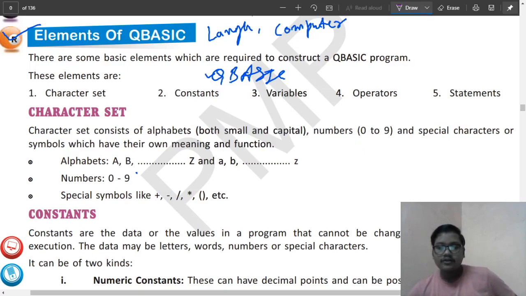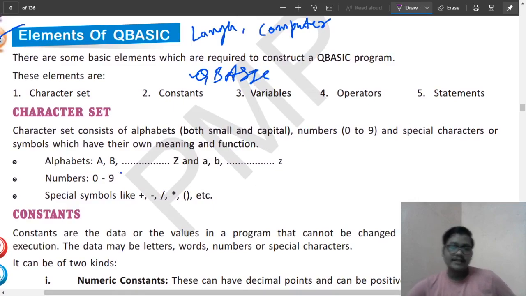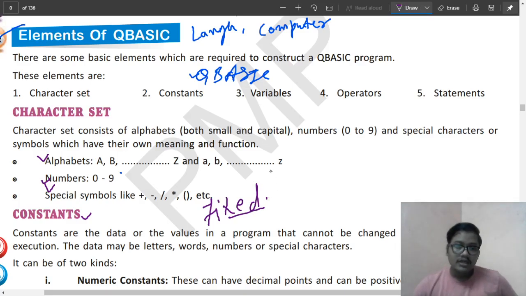First of all, the character set. A character set consists of the alphabets, both small and capital letters, numbers, and special characters. These are called your character set. Then the constant. Constant means a fixed value, a value that can't be changed. This is called a fixed value.